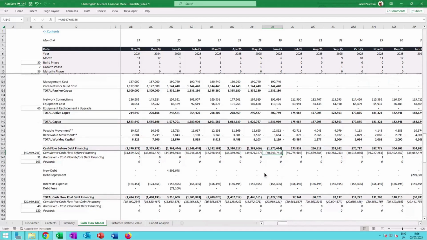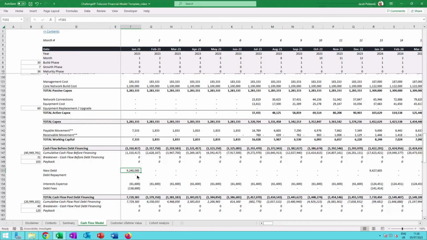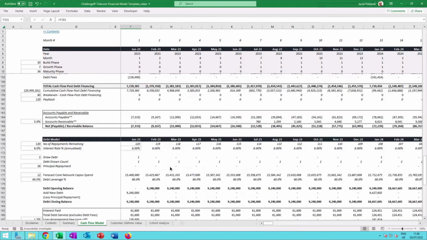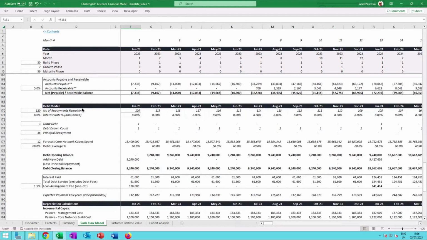And then finally, we also have lines with new debt, debt repayment, interest expenses, and debt fees. You'll see that those calculations are connected to the lines below. If I scroll down here, you see that I have a debt model. I'm assuming that I can finance some of my core network Capex with debt, and that's where that leverage figure here comes into place.